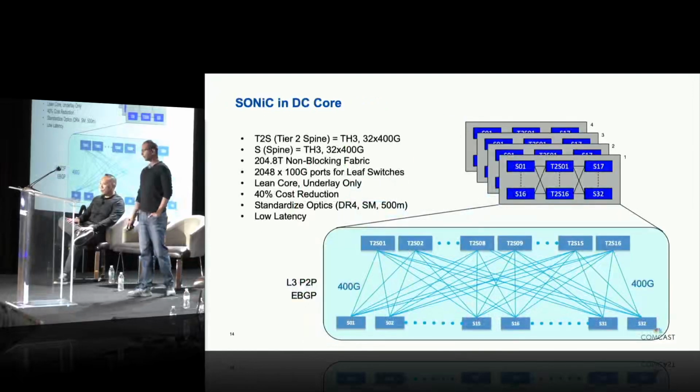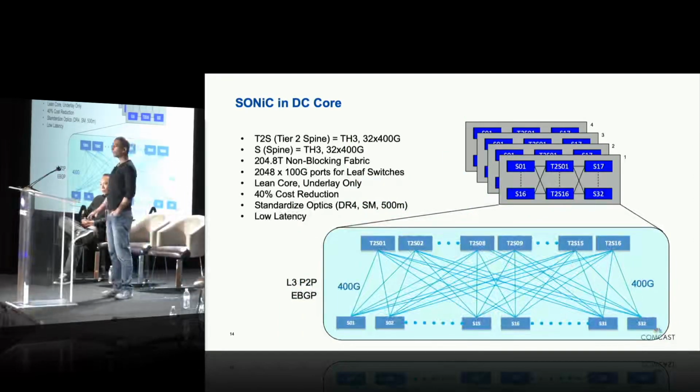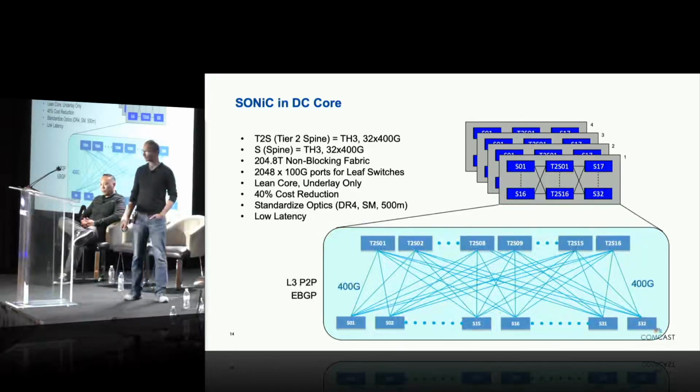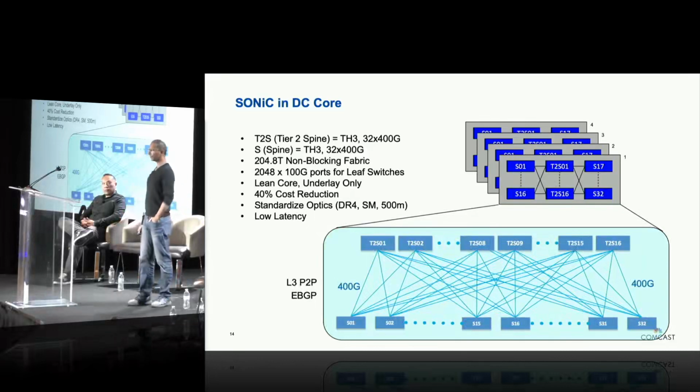So the DC core is kind of a contained unit. It's like a block that we can repeat in different quads. Each unit looks like 48 switches, 32 spines, and 16 tier 2 spines. They're all same kind of switch, same SKU, Tomahawk 3 based 32 by 400 device. And at the end, what I get out of it is 2048 ports of 100 gig that I can use for any top of the rack switches. It's a 204.8T non-blocking fabric.